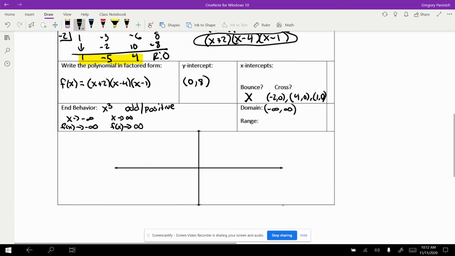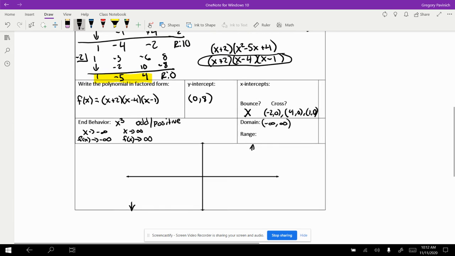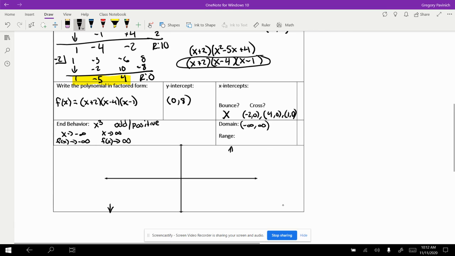So I'm going to have this cubic where the right end opens up and the left end opens down. And I'm going to put my x-intercepts on here. I have what, -2? Just a rough sketch. A 4, 1, 2, 3, 4, and a 1. And then I have my y-intercept of 8. 1, 2, 3, 4, 5, 6, 7, 8.